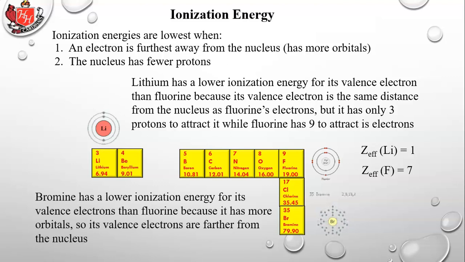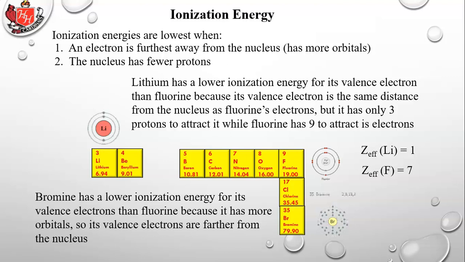Bromine has a lower ionization energy for its valence electrons than fluorine because it has more orbitals. So its valence electrons are farther away from the nucleus, what we said at the beginning here. So let's summarize that. When you go across a row or a period, the dominant factor is number of protons. You increase the number of protons as you go across the second row from lithium to fluorine, so fluorine has a higher ionization energy.